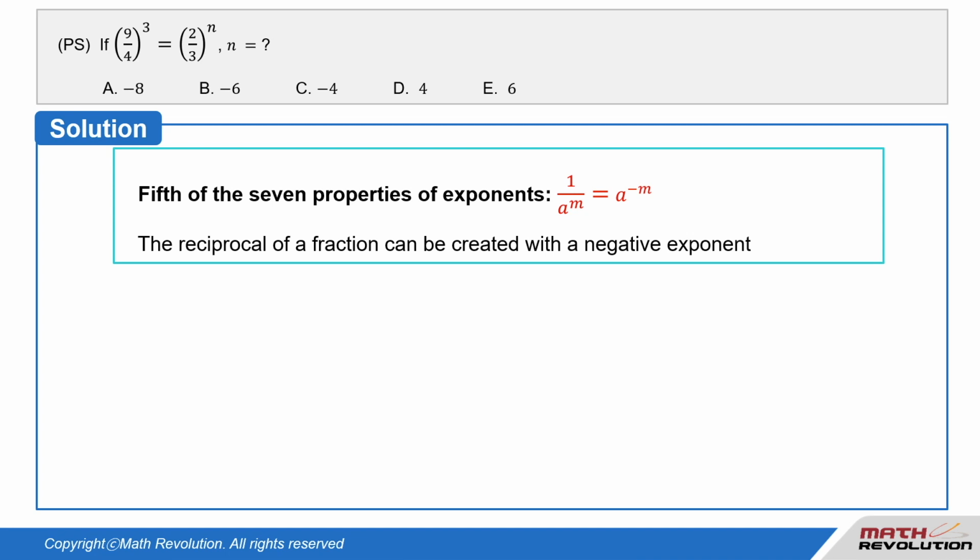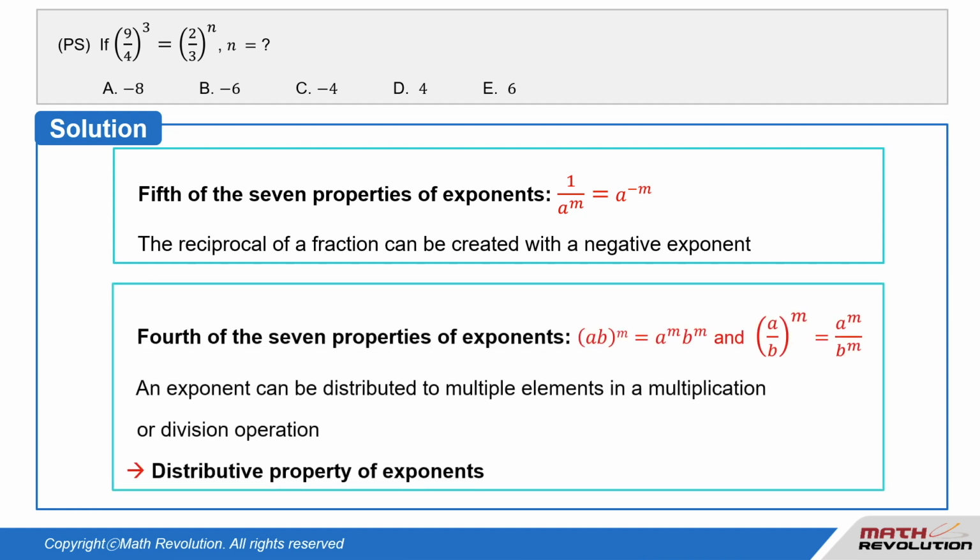One of the properties of exponents is that the reciprocal of a fraction can be created with a negative exponent. So 1 over a to the power of m equals a to the power of negative m. Fourth of the 7 properties of exponents.